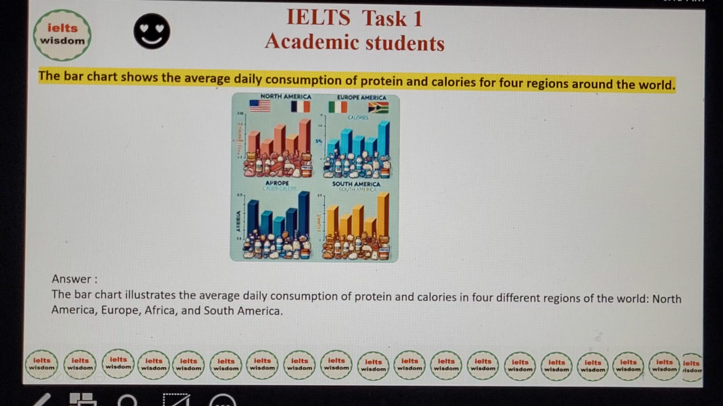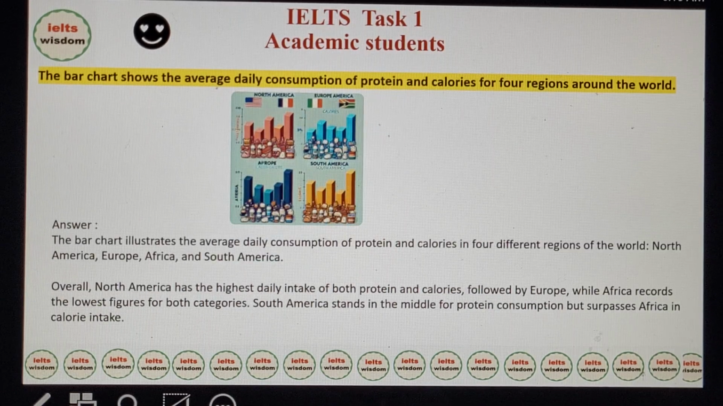So, same way, when you get this question in your exam, if you have 4 or 2 comparisons, then you can say the bar chart illustrates the average. If there are two things, then you can compare the two. If you have four, then compare the four. North America, Europe, Africa, and South America. So these are the 4 regions. Or if you have two things, then you can keep the two names over there in your real exam.